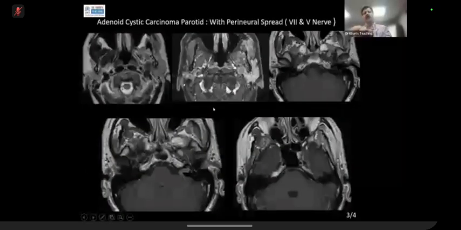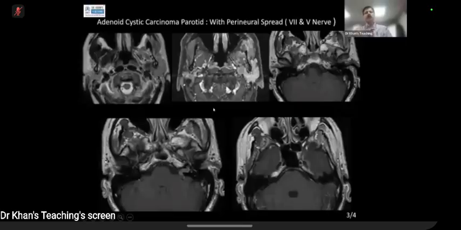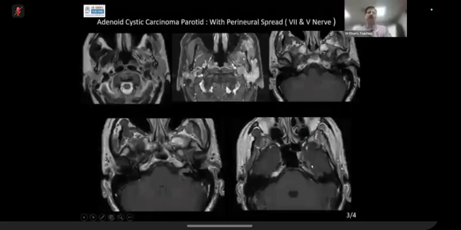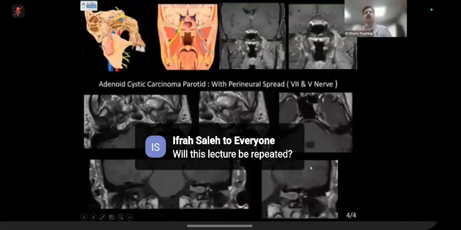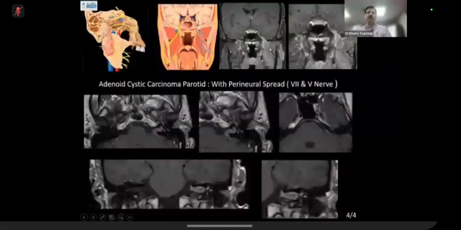So in our case, please remember that anatomy-wise, there are some connections to the lingual nerve between the 7th and the 5th nerve. So part of the tumor has gone into the 5th nerve, and from there, perineural spread into the Meckel's cave is visible. This is the coronal T2-weighted image of our patient. And you can see this enhancement, and you can see how it is going into the foramen ovale.